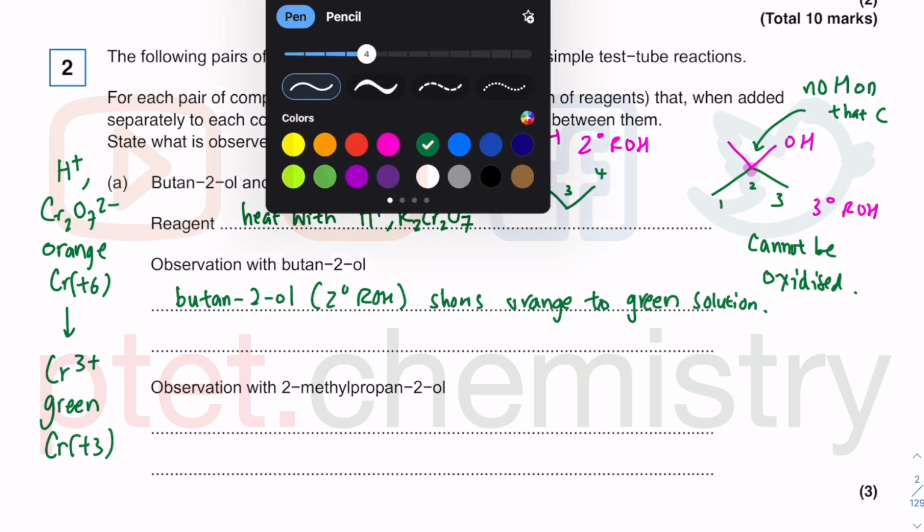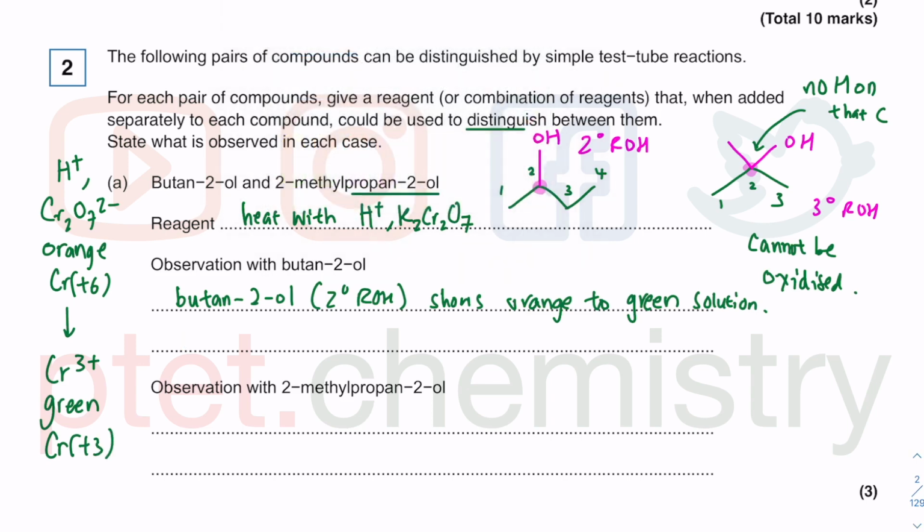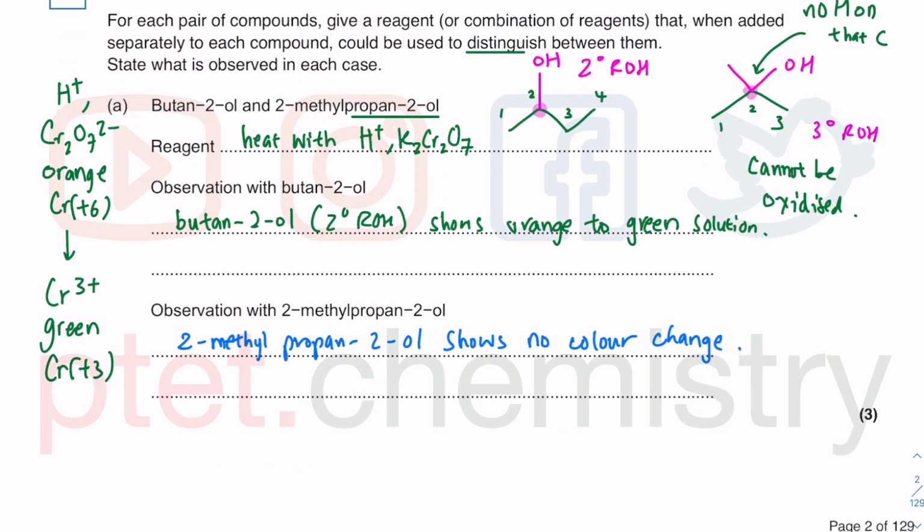But what is going to be the negative result? Whereas the 2-methylpropan-2-ol will have no color change. It shows no color change, which means it remains orange because the oxidizing agent cannot oxidize it there. So this one should be at the bottom there. The observation with the 2-methyl compound is no color change. It remains orange in solution because the oxidizing agent doesn't do anything to the tertiary alcohol, as you don't have hydrogen on that carbon with the OH to be lost, to be oxidized there.